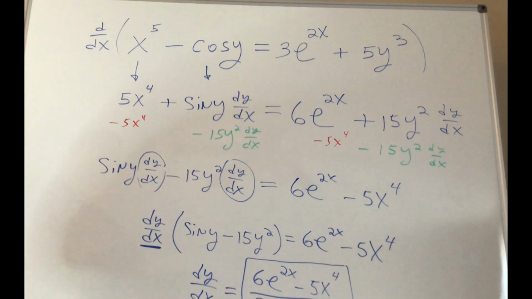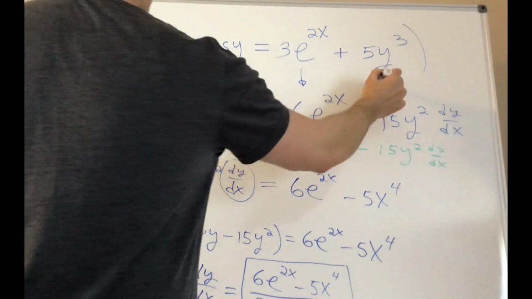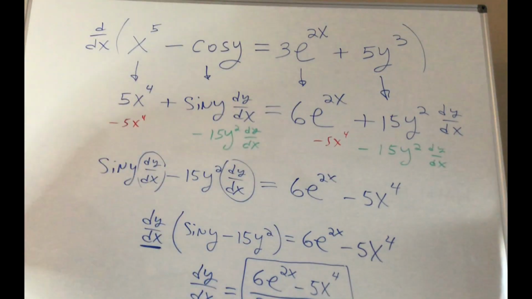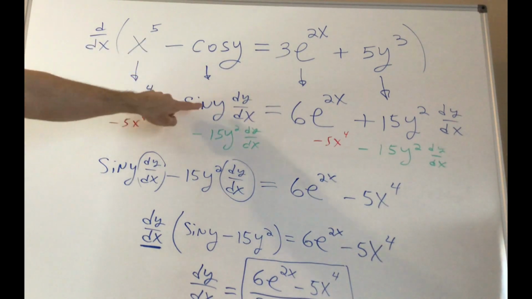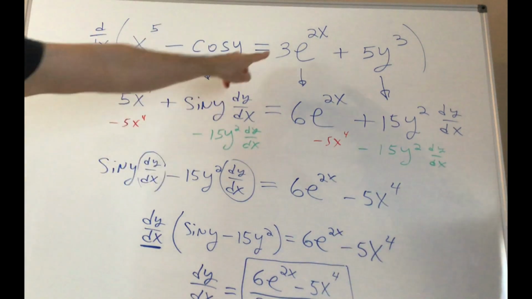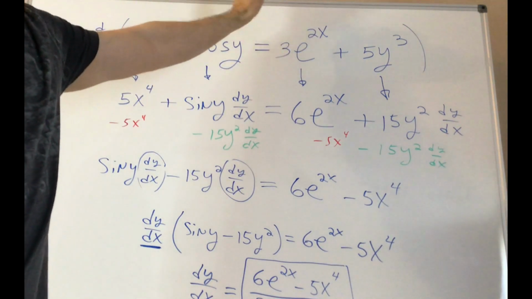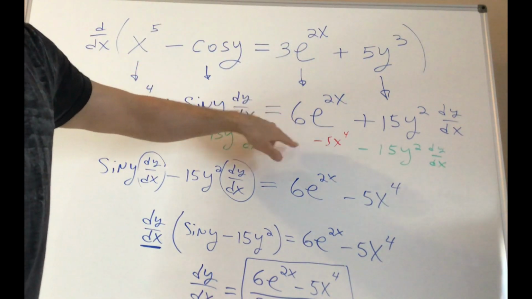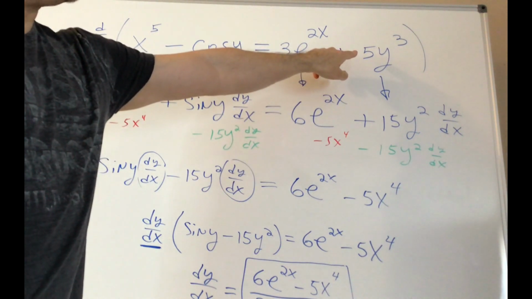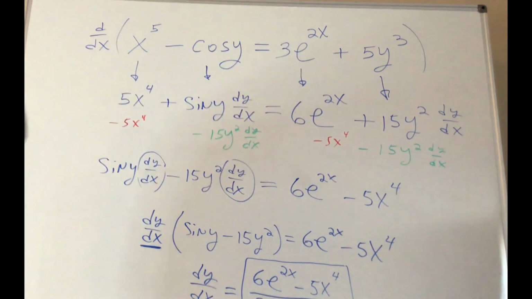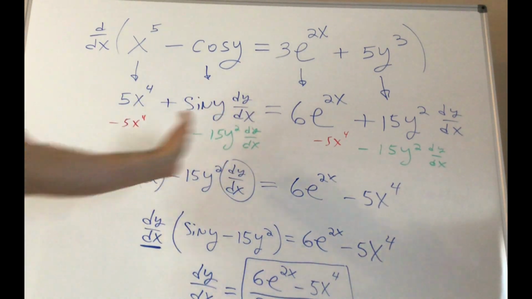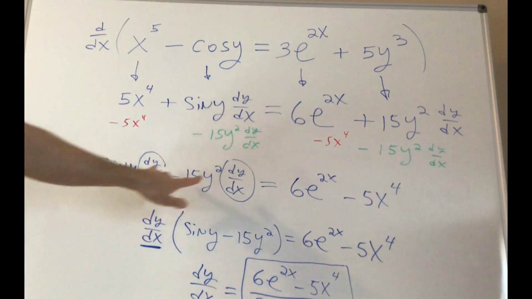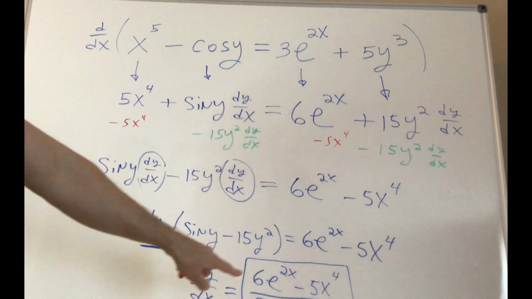So we'll run through it again. Take the derivative of each term. I should have put arrows. I didn't. Derivative of x to the 5th is 5x to the 4th. Derivative of negative cos y is positive sine y dy dx, because it's a y. Chain rule. Derivative of e to the 2x is 2 e to the 2x multiplied by 3 gets 6. Multiplied by 5 times 3 is 15. Subtract 1 off the power, add dy dx. All the dy dx is on the left. Everything else on the right. Factor out the dy dx from the terms that are common. Divide, and it's over.